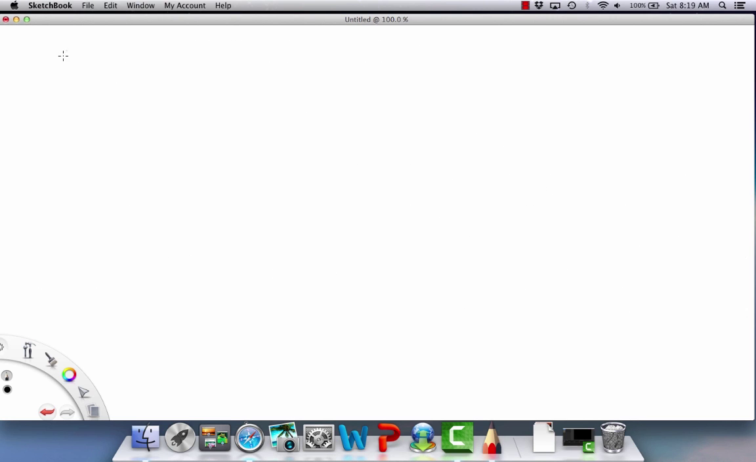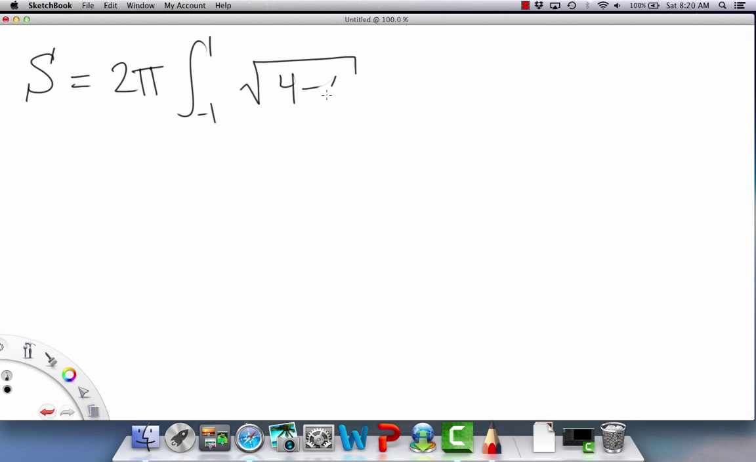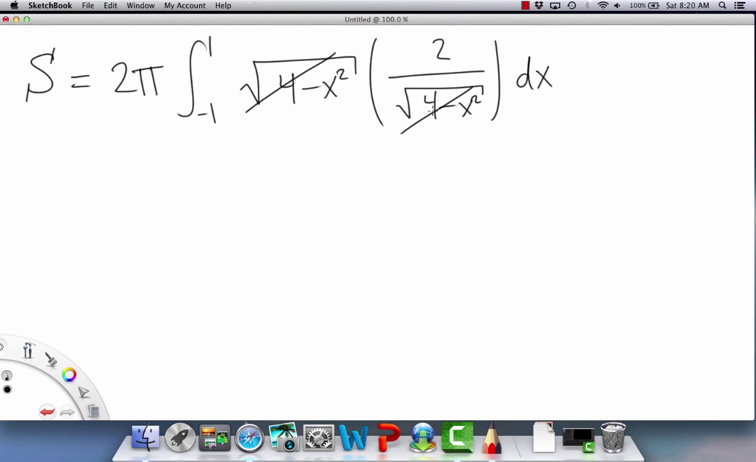Okay, so now for surface area, we're going to put it all together. So 2 pi from negative 1 to 1, and then we have our f of x, which is the square root of 4 minus x squared, and then times the arc length factor that I just found and simplified, so that's 2 over the square root of 4 minus x squared, and then we have our dx. As you can see, the square roots cancel very conveniently, because we wouldn't want to mess with those.